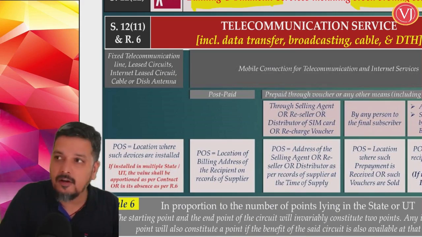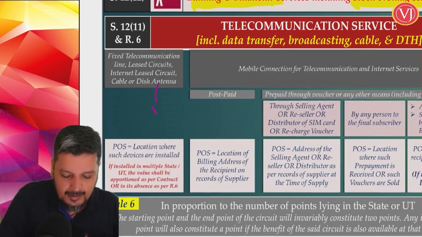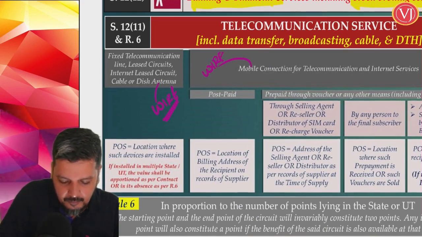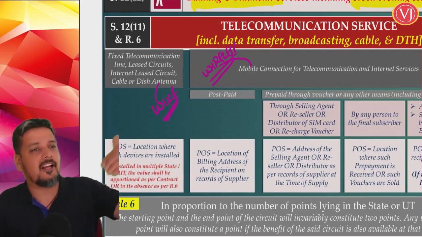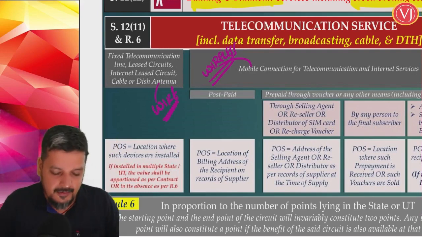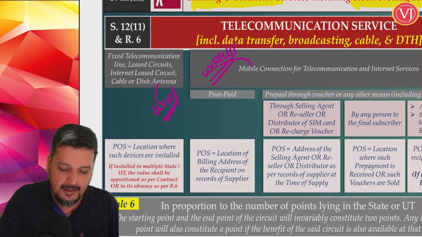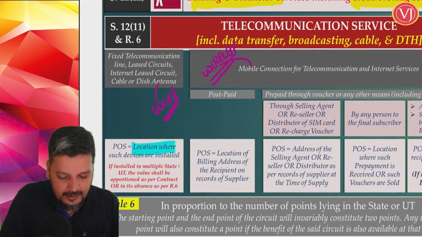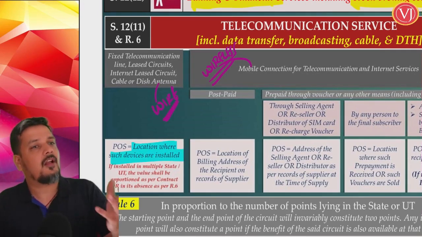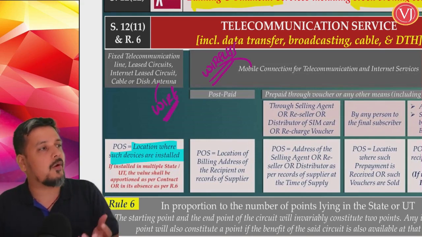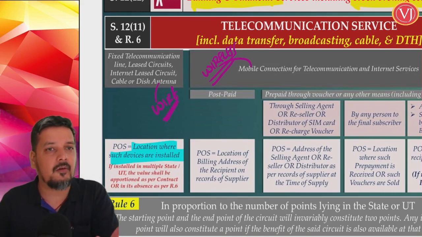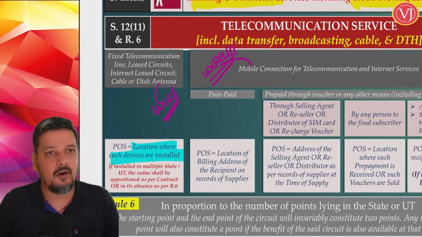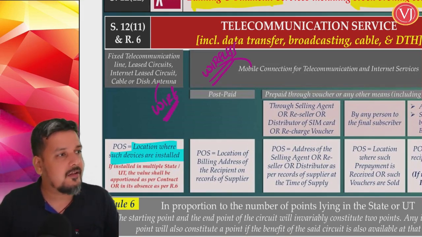Telecommunication services, you're talking about wire and you're talking about wireless. Wire means I fix a telecommunication line, that'll be a telecommunication circuit. If it is through wire, place of supply is the location where the devices are installed. Whenever you're getting telecommunication service through a wire, be it your telephone line or internet line, there will be a device installed. Location where the device is installed.